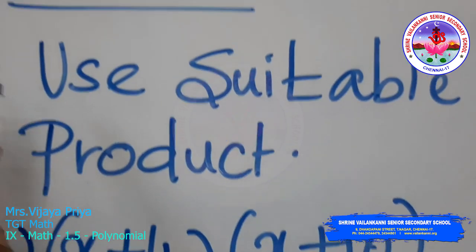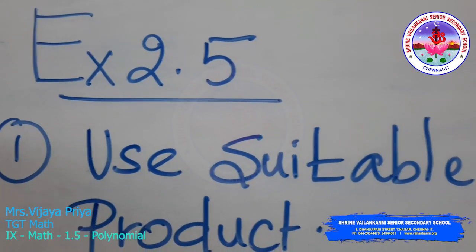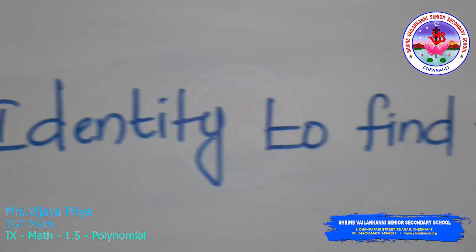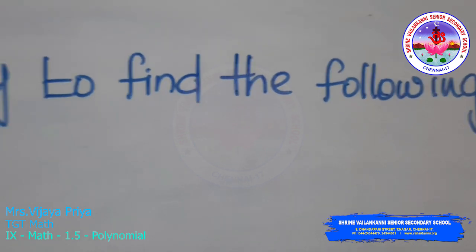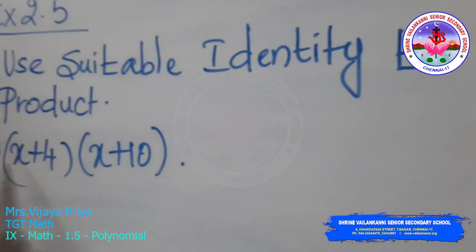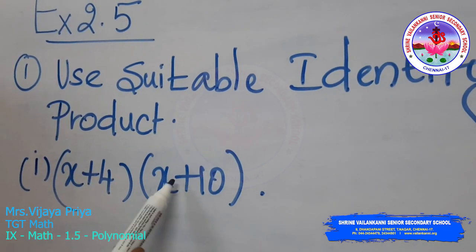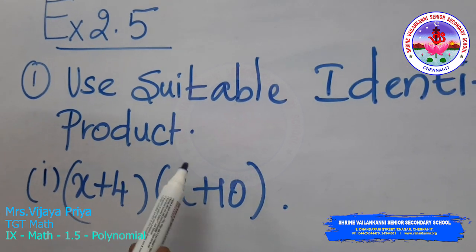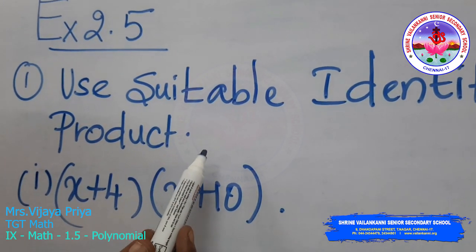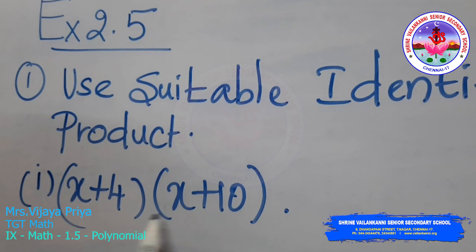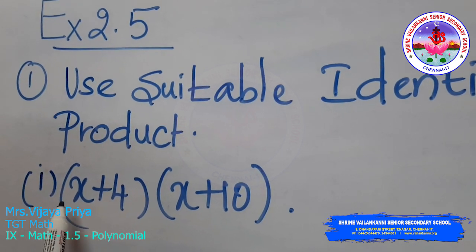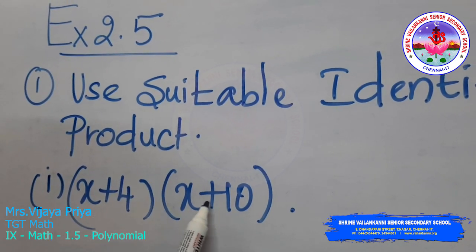in Exercise 2.5. Use a suitable identity to find the following product. Under this, the first subdivision: (x + 4)(x + 10). So we are going to select a suitable identity to find the product in the following cases. Here you have (x + 4)(x + 10).